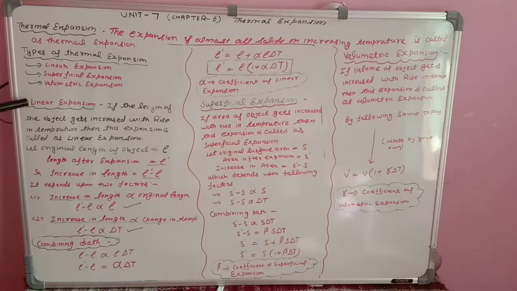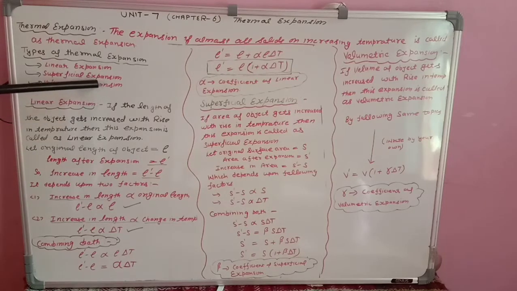First is linear expansion. If the length of the object gets increased with rise in temperature, then this expansion is known as linear expansion. Means if length is increasing of any object with increase in temperature, means temperature you are increasing, then this type of expansion will be called as linear expansion.